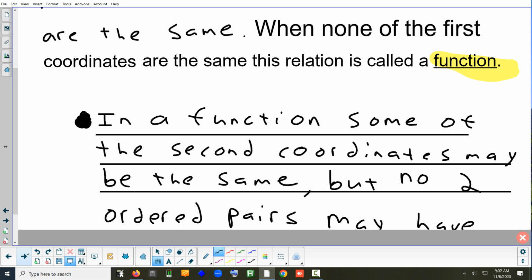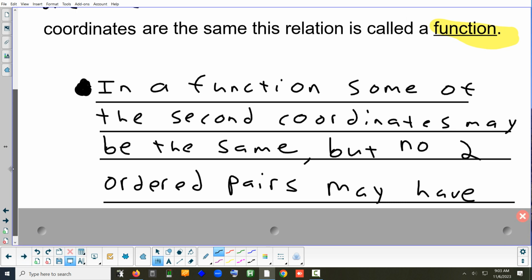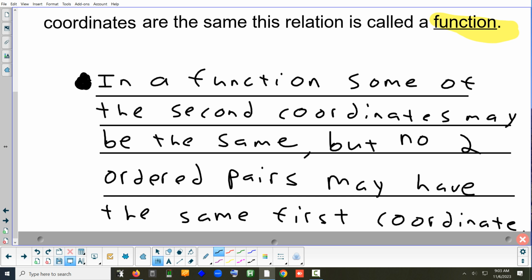So next to the bullet point where it says in a function, you want to write: the second coordinate can repeat or be the same, but none of the coordinates can have the same first number. Okay, so the second coordinate can be the same, but the first number cannot.